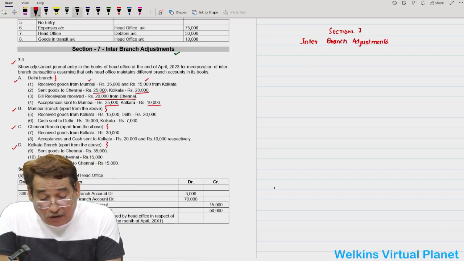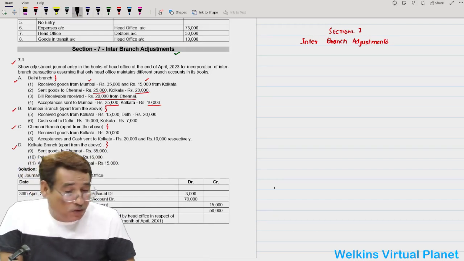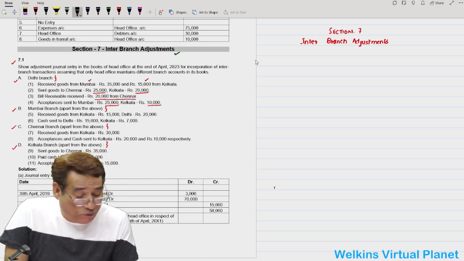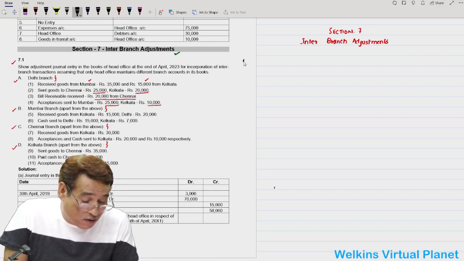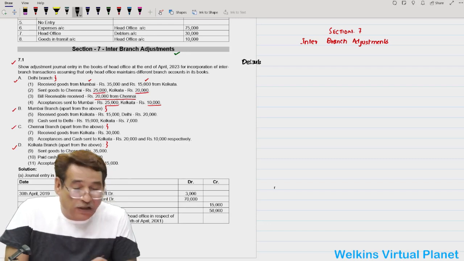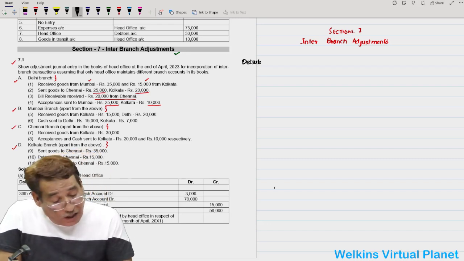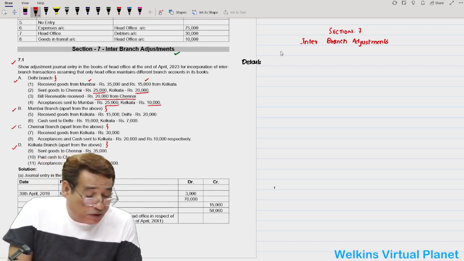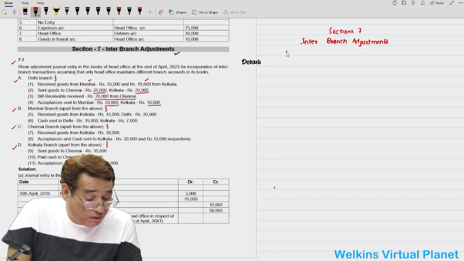Now, in order to solve it, first of all, I am going to write here details, because lots of transactions are there. First, I will write details, correct? Then I will write here, first branch is Mumbai branch. Sorry, first one is Delhi branch. So I am going to write here Delhi branch.